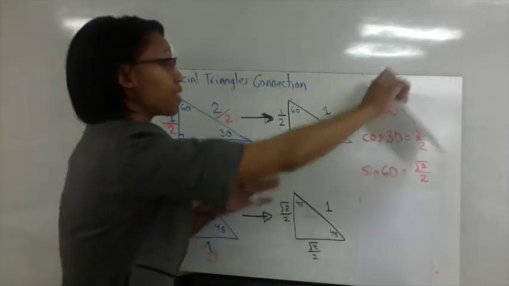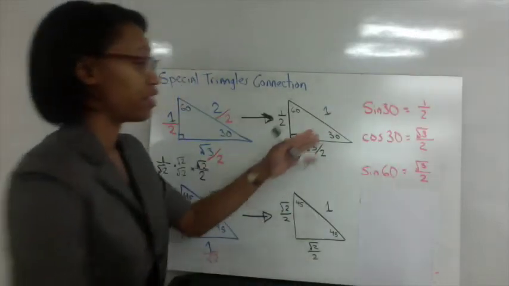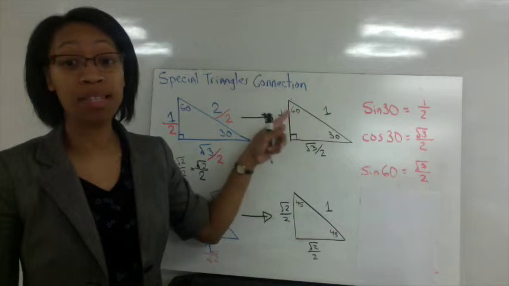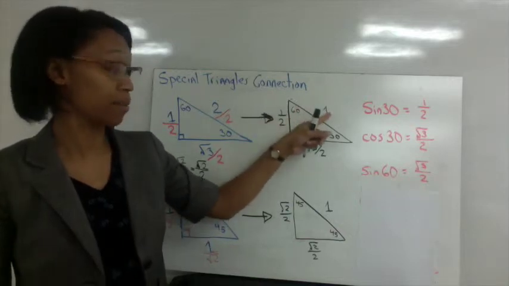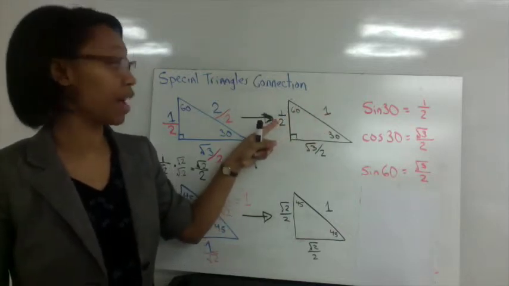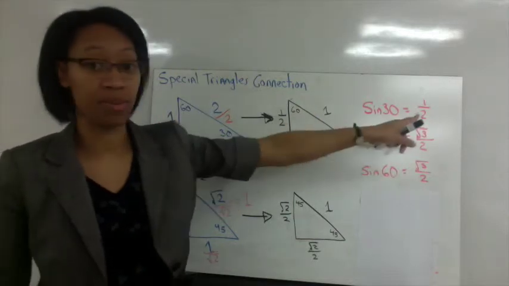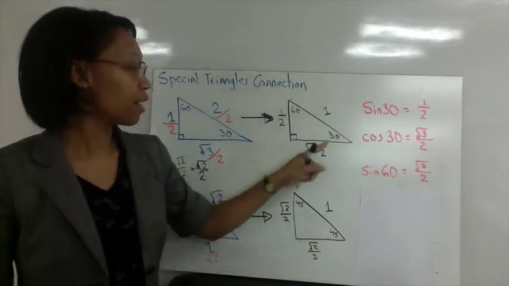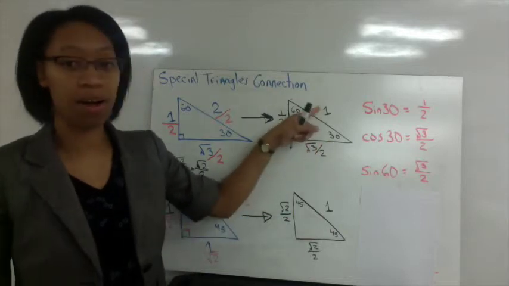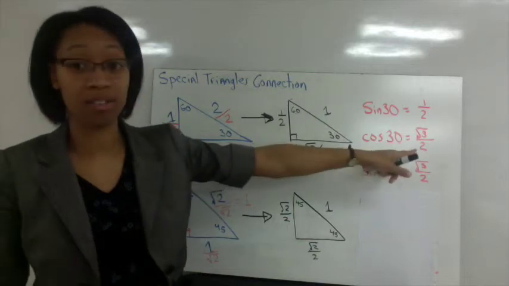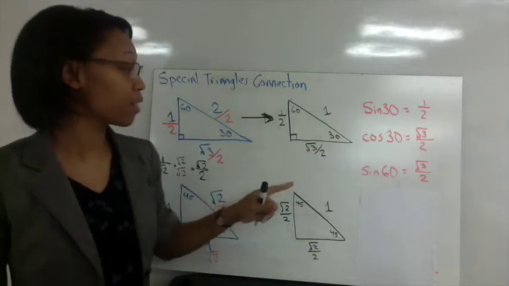So what is the sine of 30 degrees using my triangle? Well, the sine of 30 is my opposite side over my hypotenuse side. My opposite side is 1/2 over my hypotenuse of 1. 1/2 over 1 is 1/2. My cosine of this is the adjacent over hypotenuse, square root of 3 over 2 over 1. So square root of 3 over 2 is my cosine.